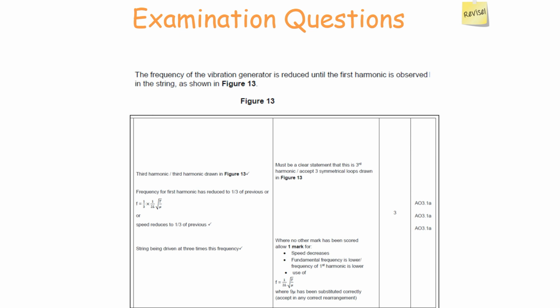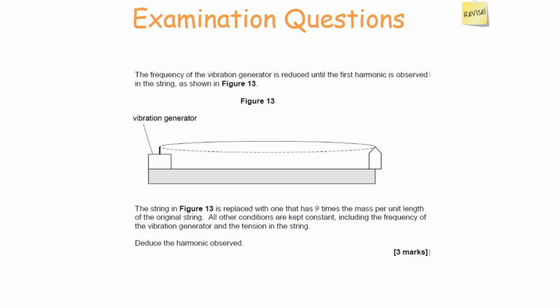So therefore we can say that the frequency has reduced to a third of its previous value. So the speed has reduced to a third of its previous value, so the string must be driven at 3 times this particular frequency to get this out. So therefore the harmonic which we're observing is going to be the third harmonic.